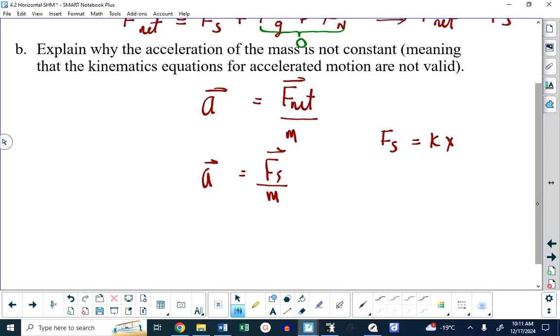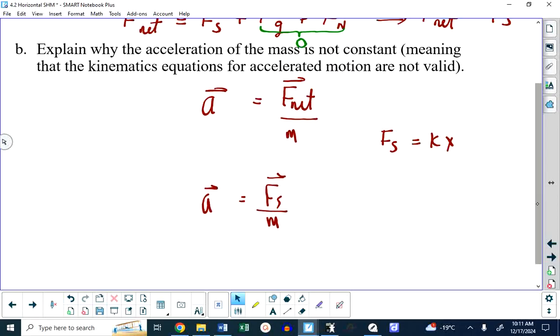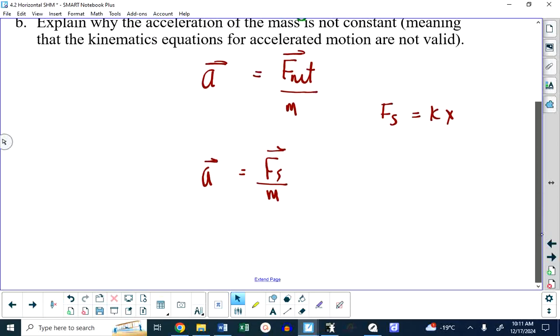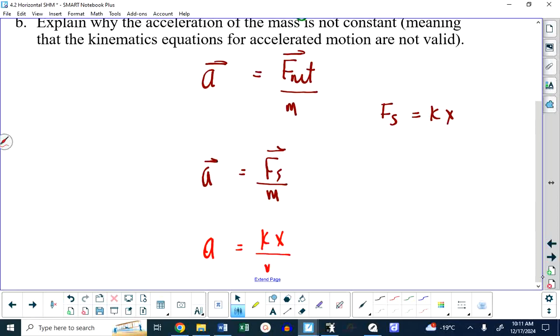and whenever I talk about the spring force, I neglect the vectors, and that's what we're about to do right now. I'm not going to put the vectors in anymore. The spring force is equal to the spring constant times the displacement over the mass, but the displacement is always changing.